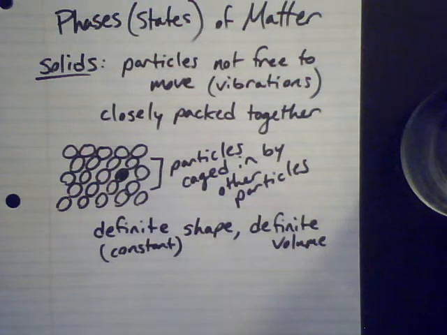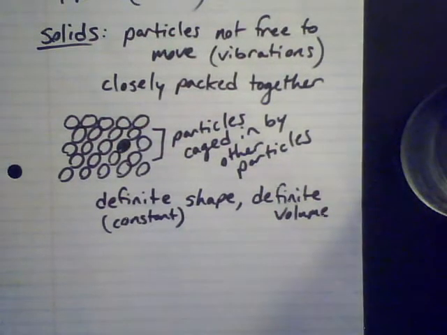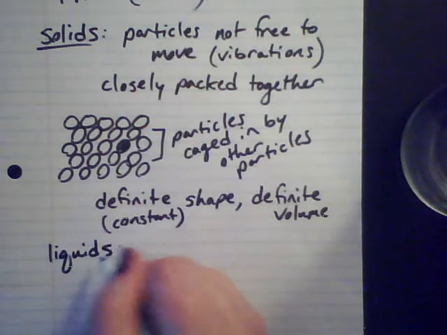And because of that constant shape and constant volume, these particles are not very free to move around, or vice versa. You can think about it in the other way. Because the particles are not very free to move around, they allow for this to be a definite shape and a definite volume. So they kind of feed into each other, this model. Now if we increase the degree of freedom here, meaning that these particles are able to move around a little bit more, then we come to the next phase of matter, which are liquids.